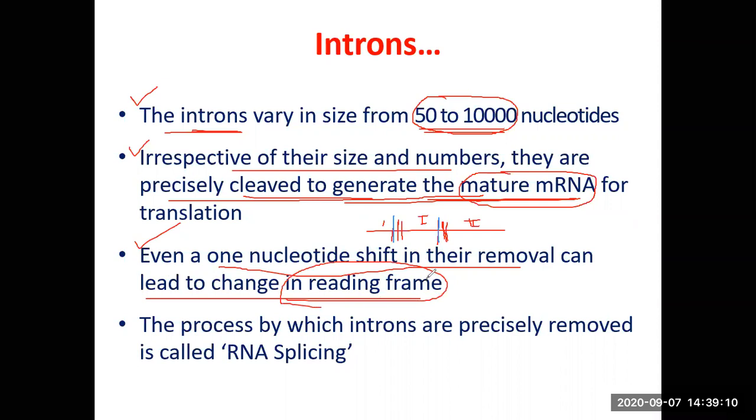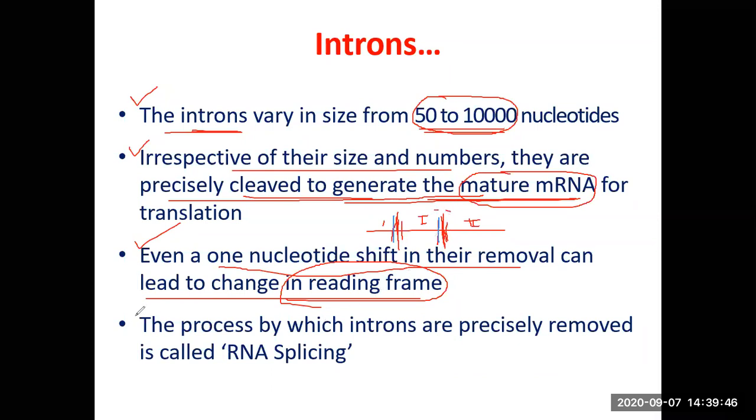Just a one nucleotide shift in excising those introns can lead to very dire consequences. The entire reading frame is going to change, and the meaning of that particular protein, its biological function, will also change. Okay, so you understand the importance. Whatever the number and whatever the size of the introns, they are very precisely cleaved. If this is the intron, only that is going to be cleaved, not one nucleotide on this side, not one nucleotide on this side.